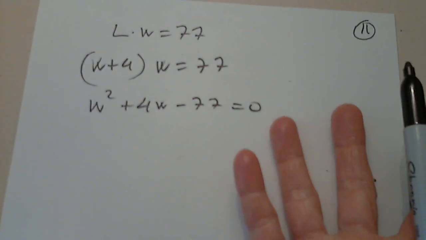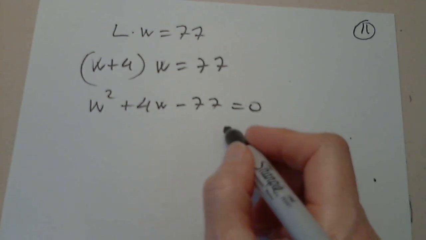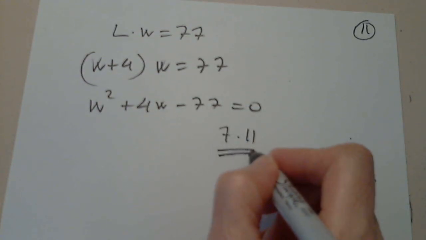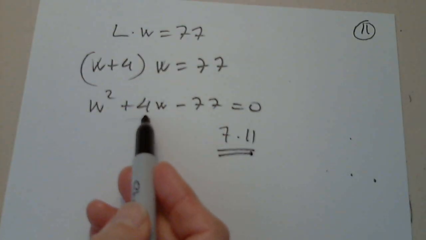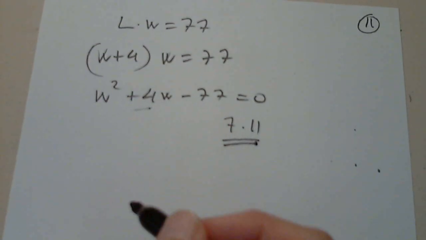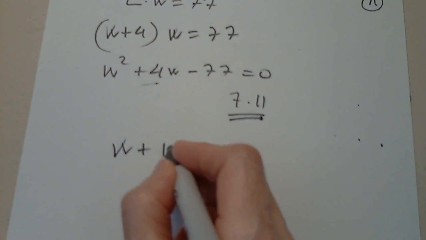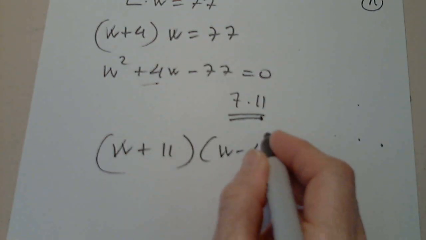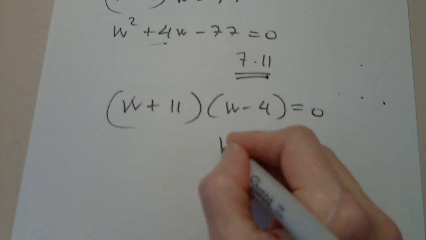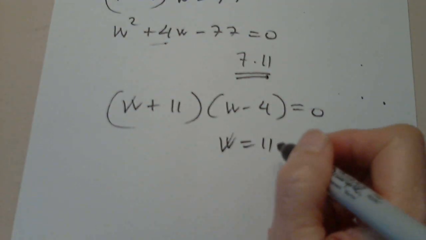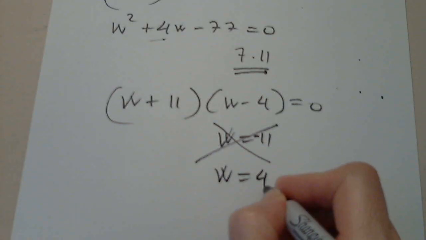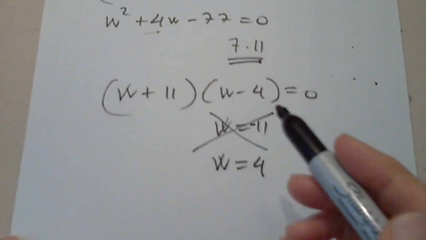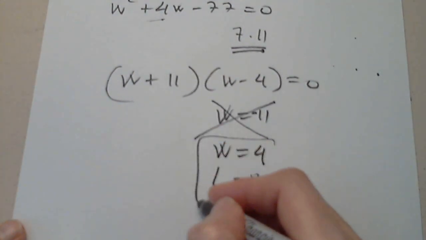77, although it looks like a big number, there is only 7 times 11. There is nothing else. And one has to be negative, one has to be positive, and the sum is 4. So then I have W plus 11 and W minus 4. So W equals negative 11. Not possible because it's a length. So W equals 4. If W equals 4, the length is 8.